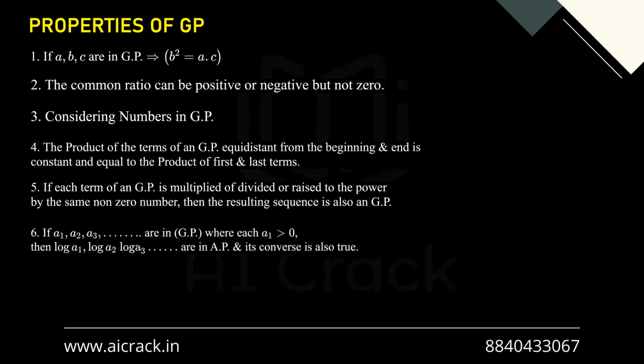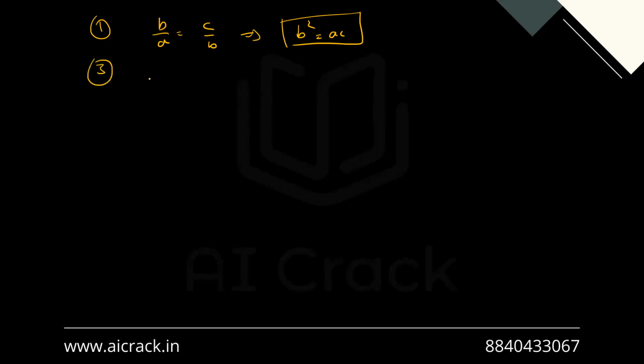Now the third point is considering numbers in GP. Just like AP, in AP we used to do A minus D, A, A plus D for 3 terms. Similarly for 4 terms we used to do A minus 3D, A minus D, A plus D, and A plus 3D. Similarly over here, if we have 3 numbers, in most of the cases, not every time, what we'll do is A by R, A, AR. Similarly for 4, we'll be doing A divided by R cube, A divided by R, AR, and AR cube. This is how we are going to deal with 4 numbers and this is how we deal with 3 numbers. And similarly, you can go on for 5 numbers as well.